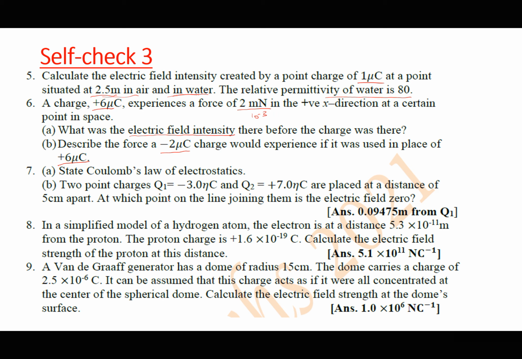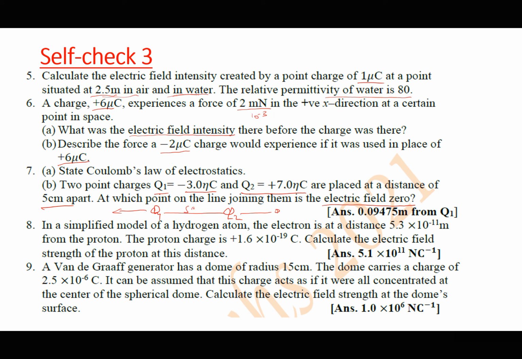Two point charges Q1, Q2 are placed 5 centimeters apart. At which point on the line joining them is the electric field strength 0? That means there is a point on the line joining them where E becomes 0, but note that these are unlike charges. This point cannot be between them. So if this is Q1 and this is Q2, this point is either this side of Q1 or the other side of Q2. So when you are calculating, you must consider that.